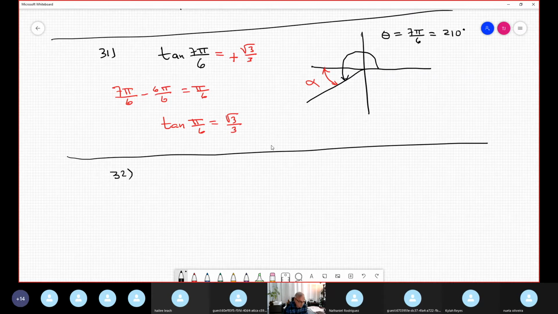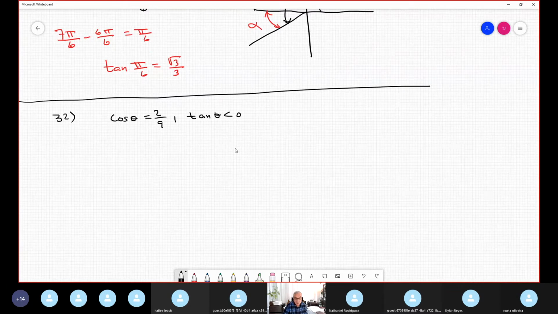Number 32. Another kind of question. Very, very interesting. One trigonometric function is given, cosine equal to 2/9, and tangent is negative, less than 0. And indirectly it gives me information about what quadrant. So I propose you do this sketch.